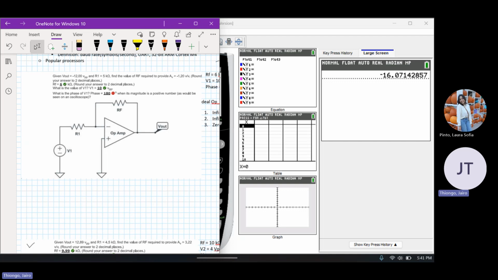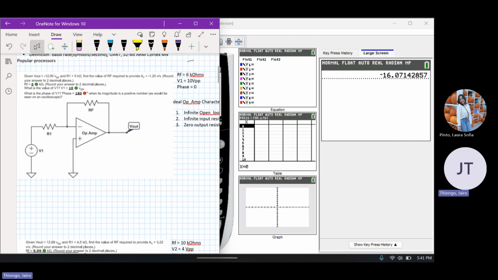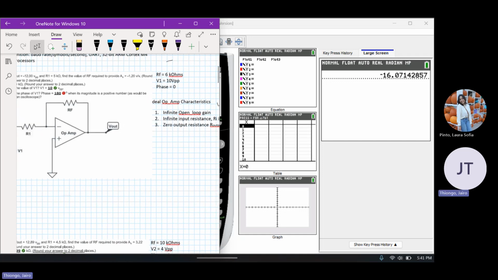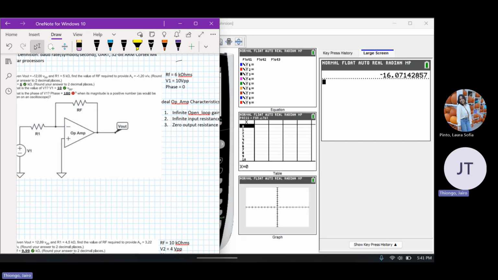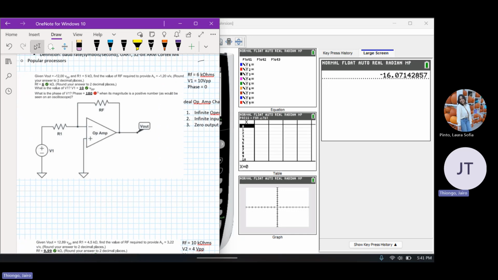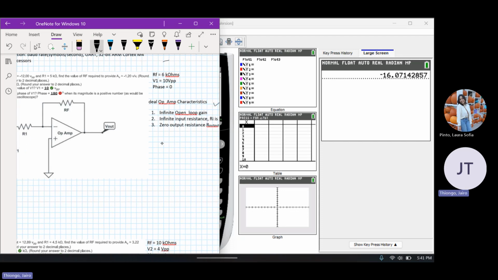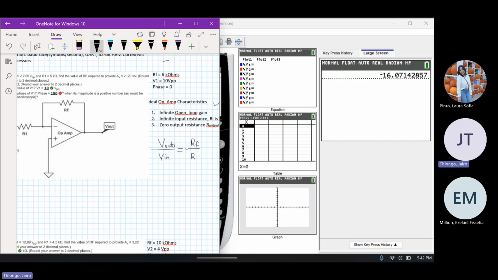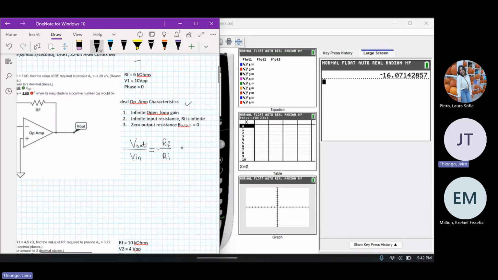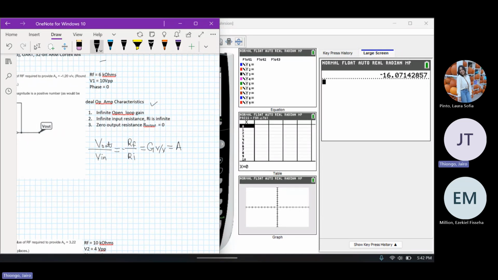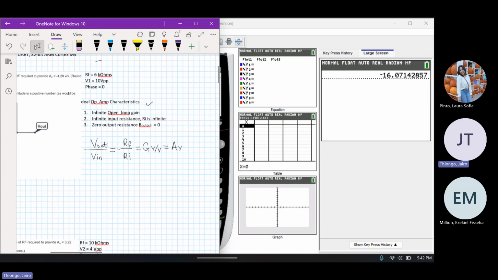The question has been answered before, but we're going to go ahead and calculate it. One thing we do have to know is the equation for this op-amp. It's usually V out over V in is equal to minus RF over RI. This is also equal to the gain in volts per volt, which is sometimes known as AV. If a question has AV on it, that basically means it's asking about the gain.